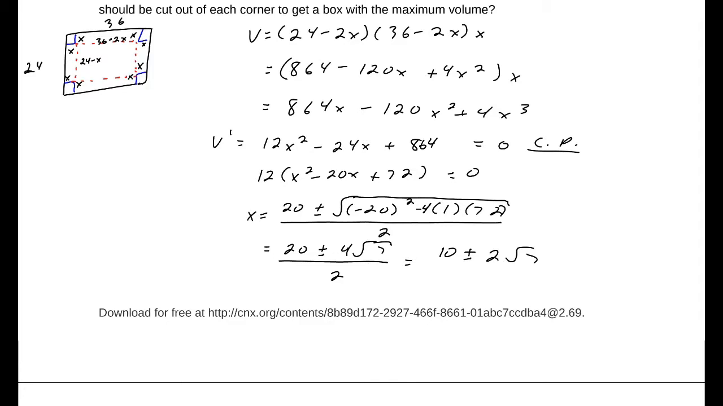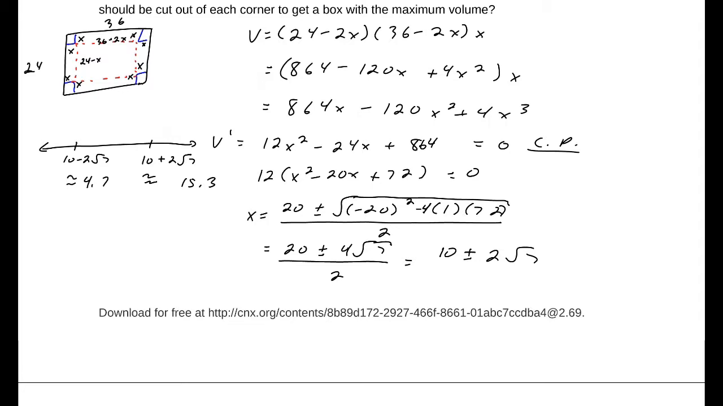Let's go ahead and do a sign diagram. We have 10 plus 2 square root of 7 and 10 minus 2 square root of 7. Now, these are each approximately 4.7 and 15.3. So they are both in our domain. Our x value has to be less than 24, but greater than 0. They're both in our domain.